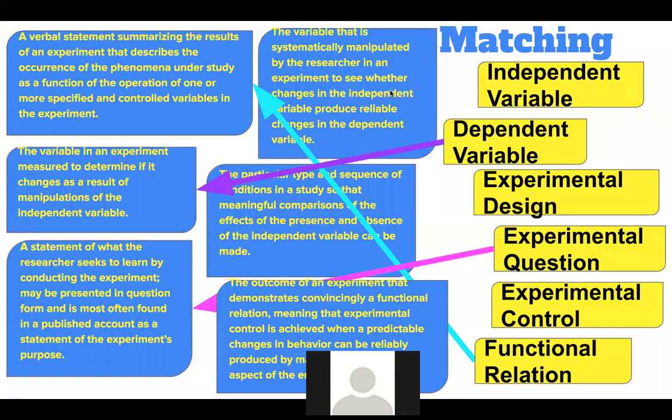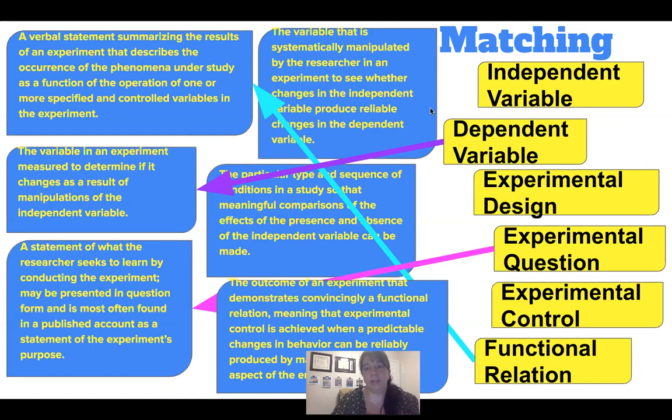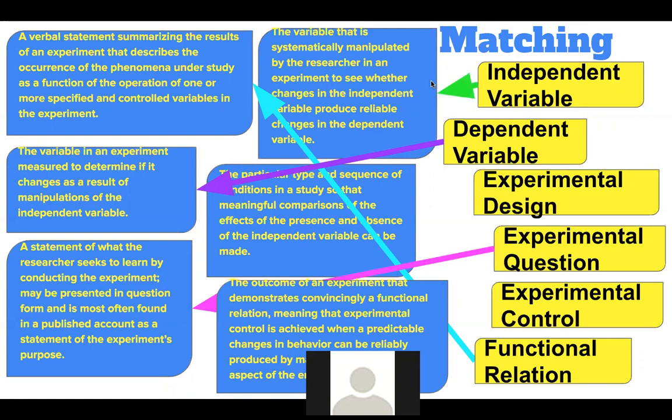A variable that is systematically manipulated by the researcher in an experiment to see whether changes in the independent variable produce reliable changes in the dependent variable. All right, what is that? Independent variable. Did you say independent variable? IV. Yes. Awesome, perfect. Yep, this one right here.